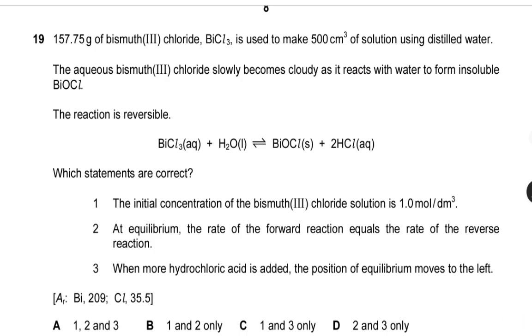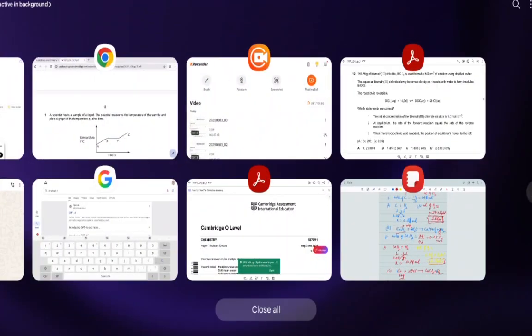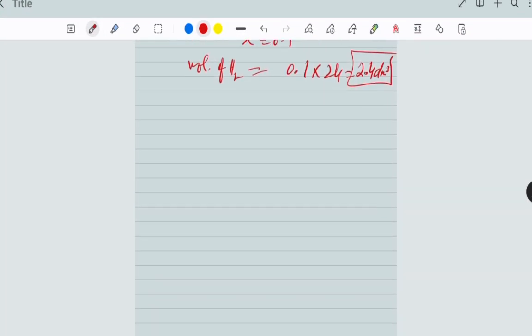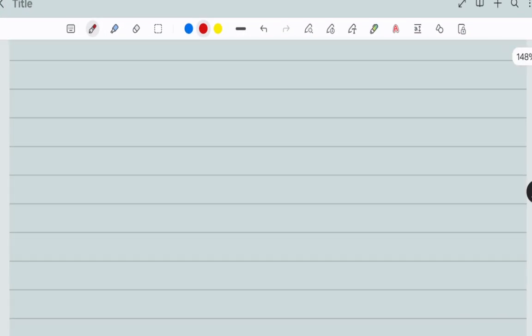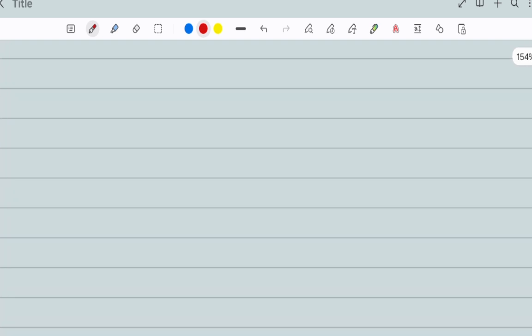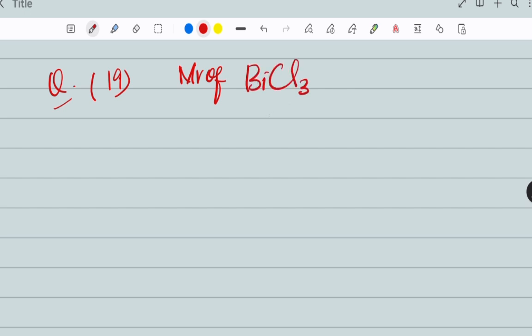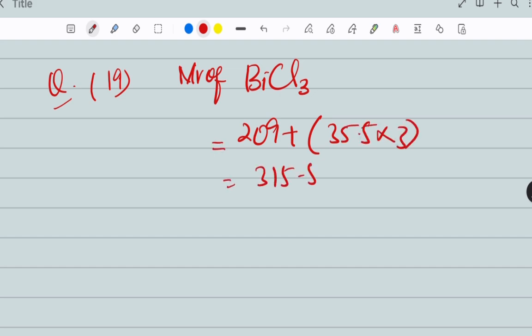Let me move towards the board because the way is so congested over there. Keep the question in front of you and try to solve this question like this. First of all, for this 19th question, we have to calculate the molecular mass of BiCl3. It is 209 plus 35.5 multiplied by 3, we will get the answer 315.5.